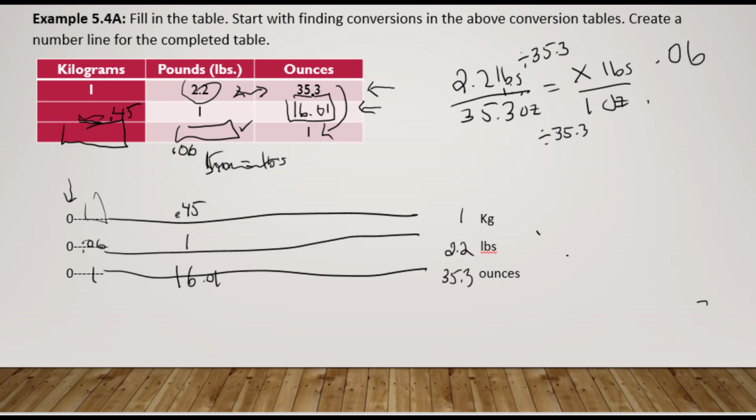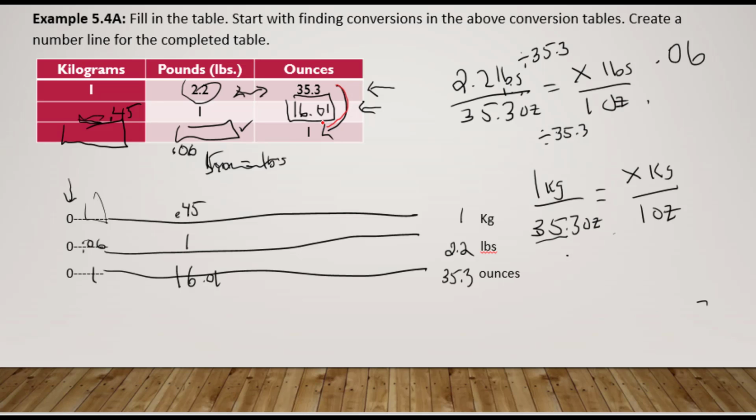So I know the relationship between kilograms and ounces. The ratio is 1 kilogram is the same as 35.3 ounces. Therefore, how many kilograms is the same as 1 ounce? Now, how do I go from 35.3 to 1? It's right here again. Let me put that in red. How do I go from 35.3 to 1?